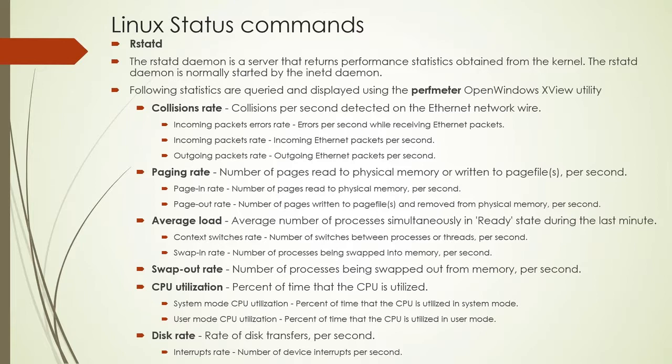So you can see collision rate, paging rate, average load, swap out rate, CPU utilization, disk rate. So what is collision? The collisions per second. So packet collisions: the number of incoming packets, outgoing packets, the packet rate, and the collisions. Paging rate is the number of pages read to physical memory or written to the page files per second. So this is the information that RStat collects.